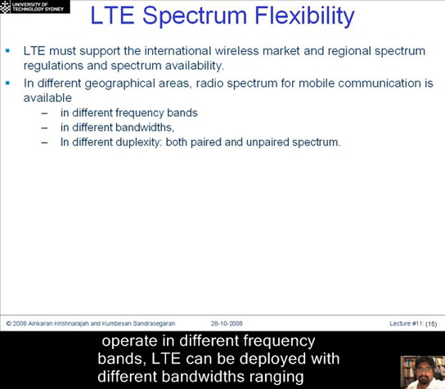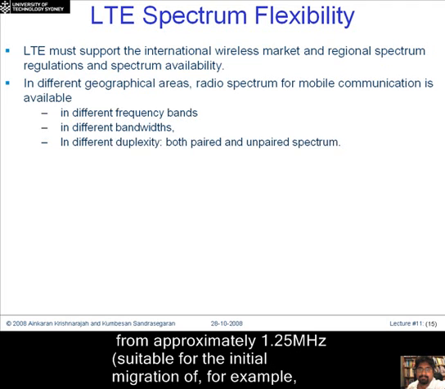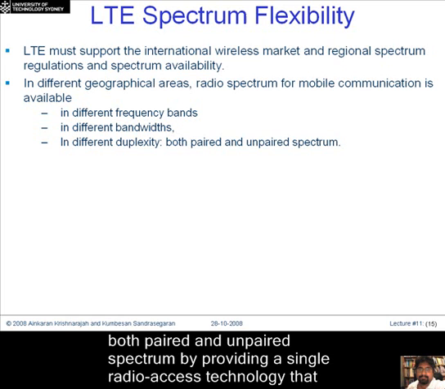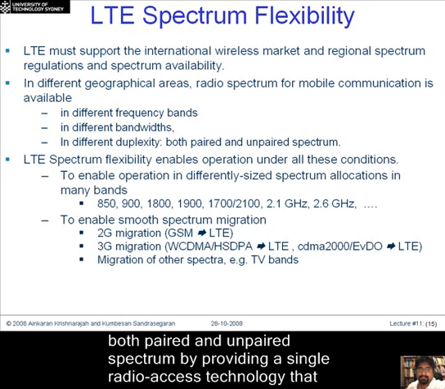So in different geographical areas of this planet, the spectrum that is used for mobile communication could be different bands, could be using different bandwidths, and it could also be using different duplexity. Okay, so you should by now know the difference between frequency bands, the bandwidth, and the duplexity. And LTE has been designed in such a way that whichever part of the world you go to, it should be able to cope quite well with different situations. So how does it do that?